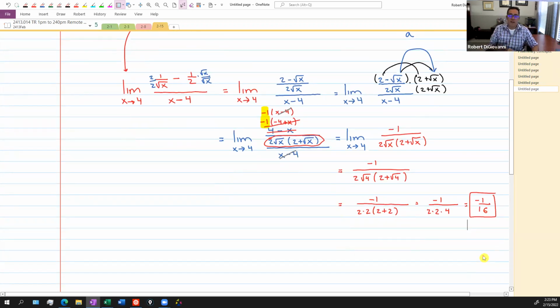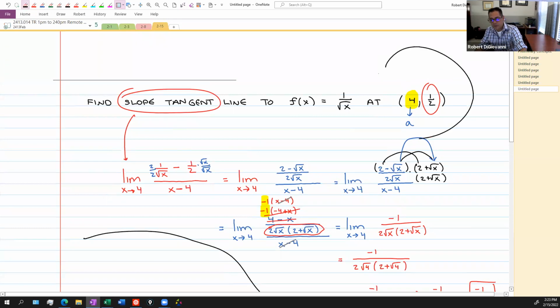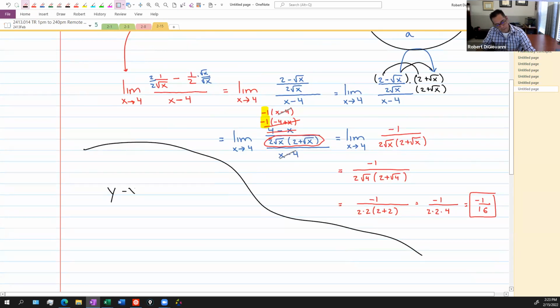Now, I didn't ask you for the equation, did I? I didn't ask you for the equation of the tangent line, but it would be very simple for me to do it because I know the point, don't I? The point's 4, 1/2. So what I could do is just use this formula. Plug in, let's see, y1 is the y coordinate, a half. And then I just got -1 over 16, and then I got x minus 4. That would be the equation.